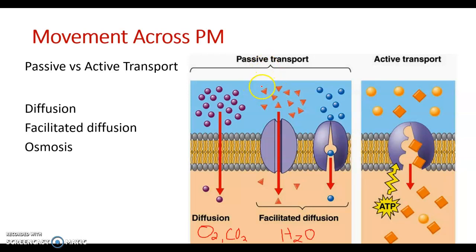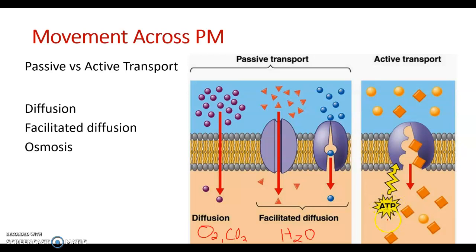Some molecules, though, we don't want to move from high concentration to low concentration. There are some examples of bodily functions where we actually want to create a concentration gradient. In order to do that, we're going to want to move some substances from an area of low concentration to an area of high concentration to build up that concentration gradient. And to do that, we have to use energy.